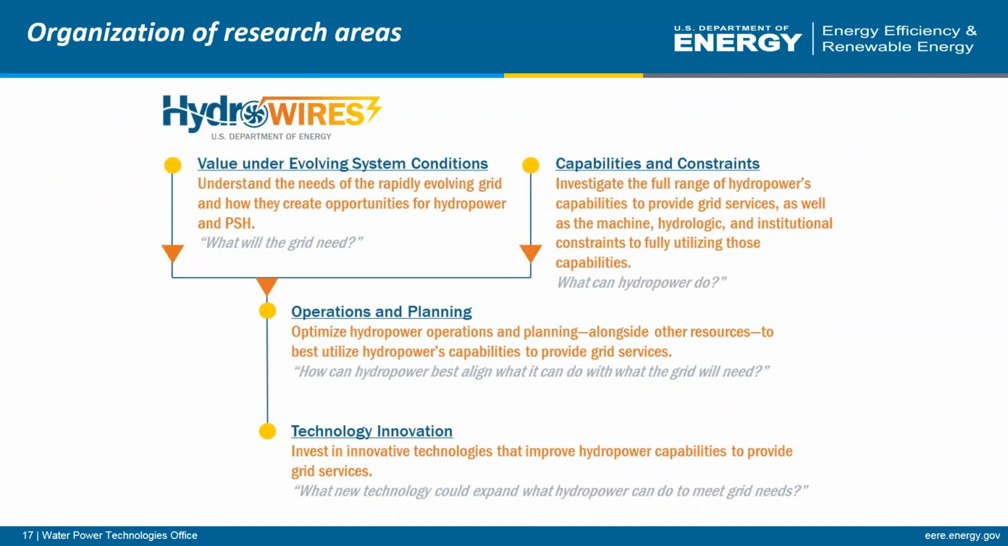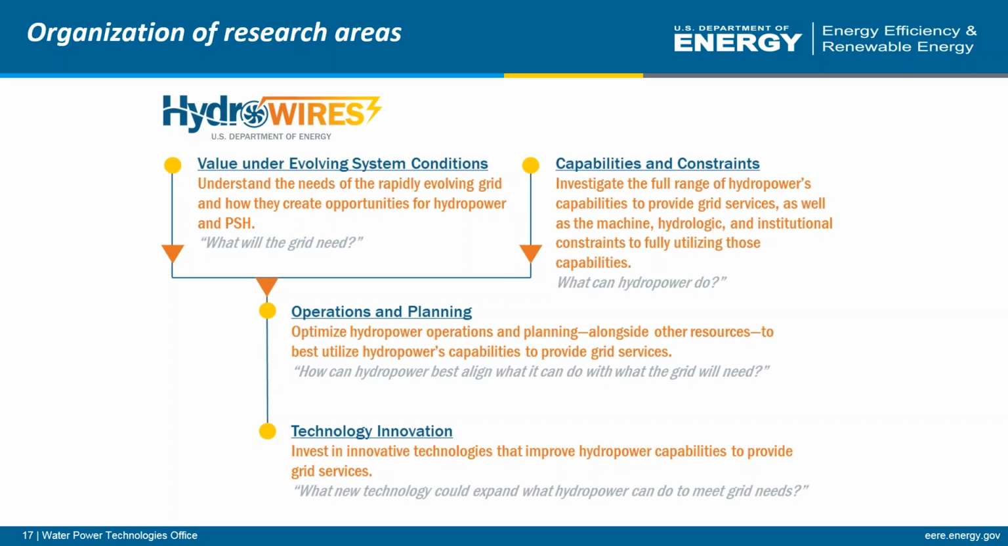So HydroWIRES really breaks down into 4 major research areas. Beginning in the upper left-hand corner, our first basic area of research is value under evolving system conditions, looking at the rapidly evolving grid and how it can create opportunities for hydropower and pumped storage. How does hydropower fit into today's grid? How is the grid changing? What will it need?